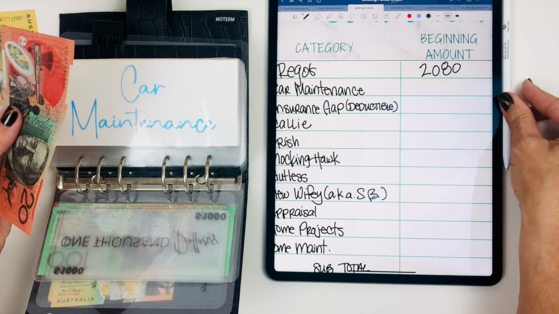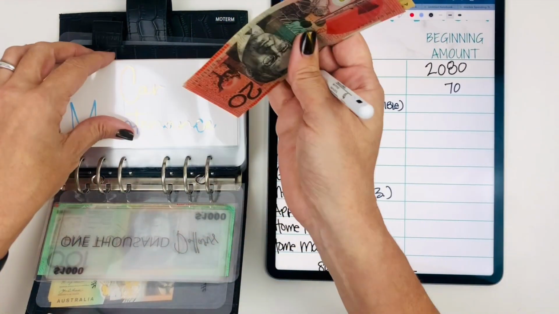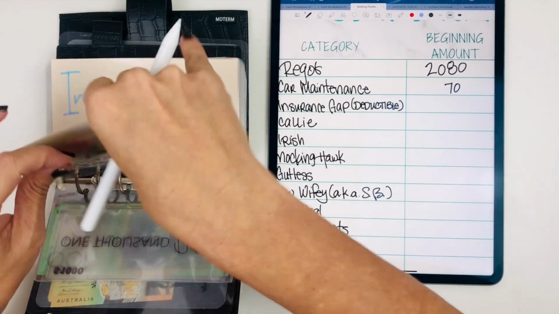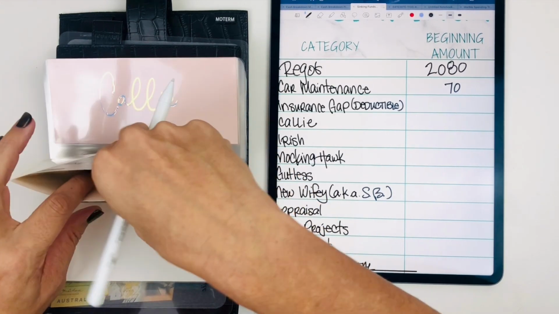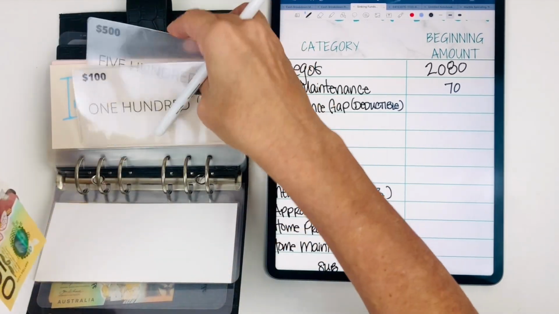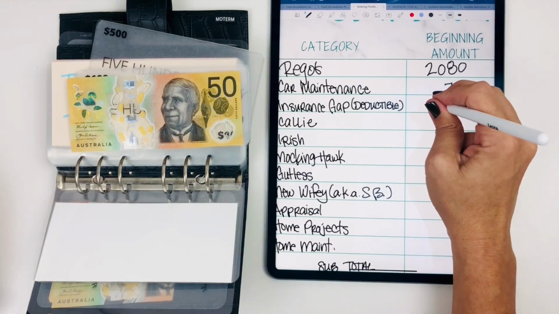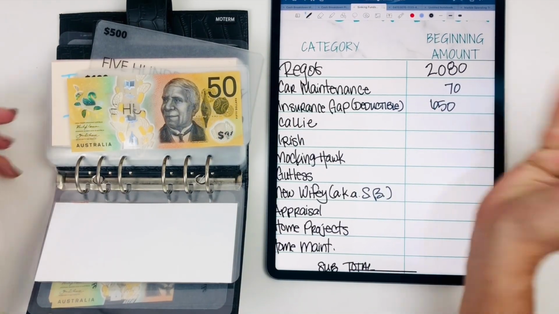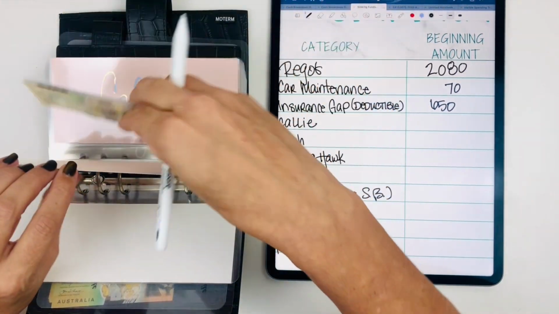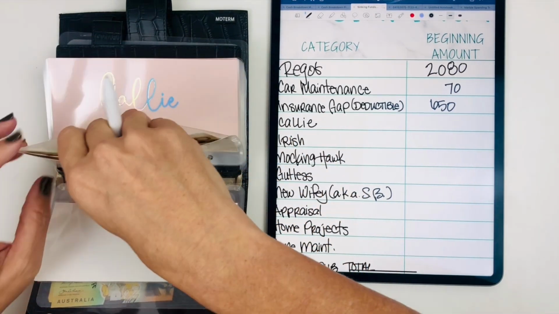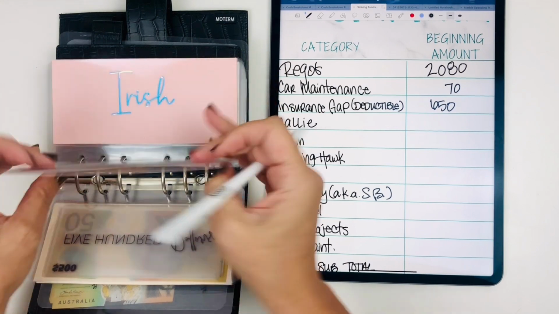Car maintenance, $70. Insurance gap, so the equivalent of a deductible, $600 is already in the bank, and then another $50 sitting with it. So $650 is there. And again, this is another that we've had money sitting in the bank for a while. We're prioritizing trying to get this done.